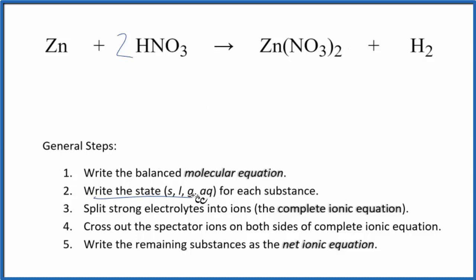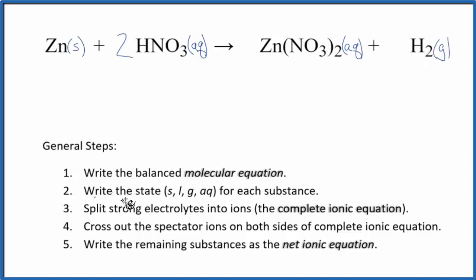Now we need to write the state for each substance. Zinc, that's a metal, so it's going to be a solid. Nitric acid is a strong acid, so when you put it in water, it's a strong electrolyte. It dissociates into its ions. Nitrates are very soluble. We have zinc nitrate, so this will also be a strong electrolyte. And hydrogen, that's a gas.